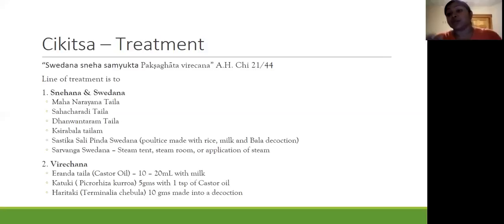So you put milk with water and you steam. You boil that and create that as the steam, because what that milk is going to do is add that added effect of the sneha. So we still want to do swedana, but swedana with some sneha. So for instance, if you're doing the steam tent, put some milk and water and have that boiling and then have that steam go into the tent. So that's a sneha swedana, okay?